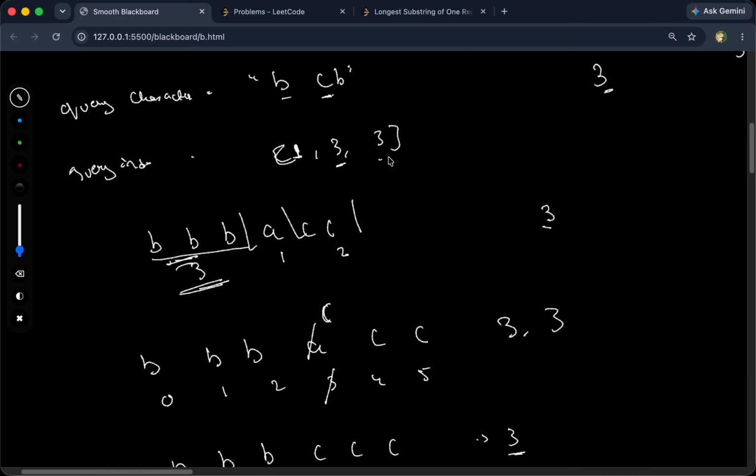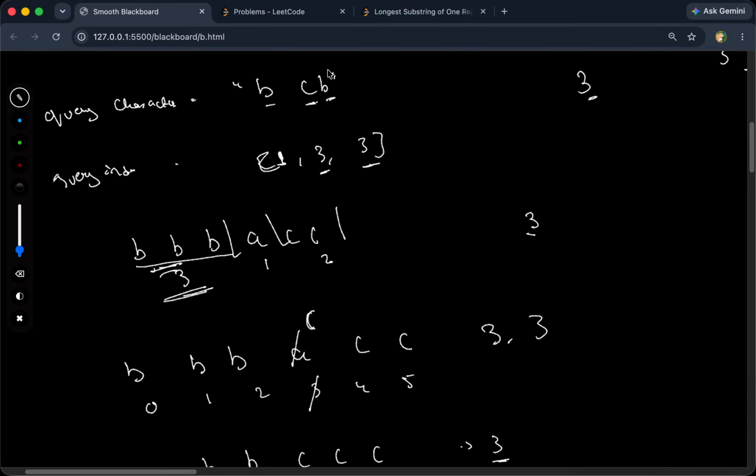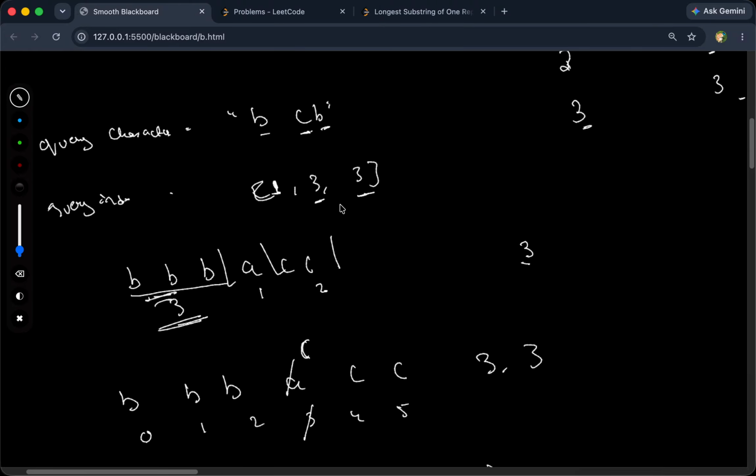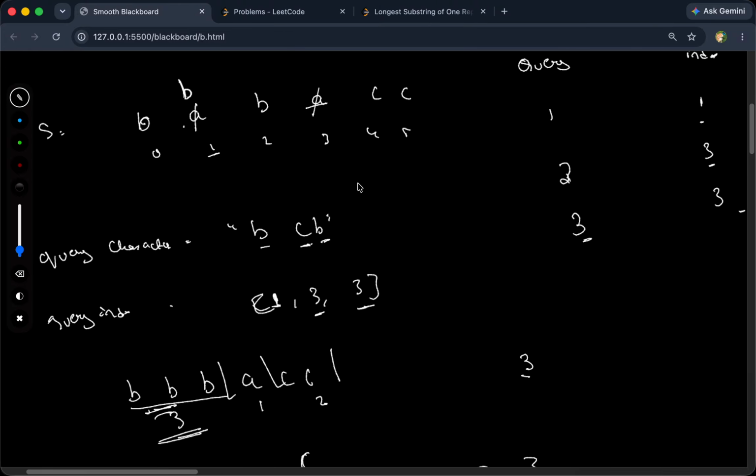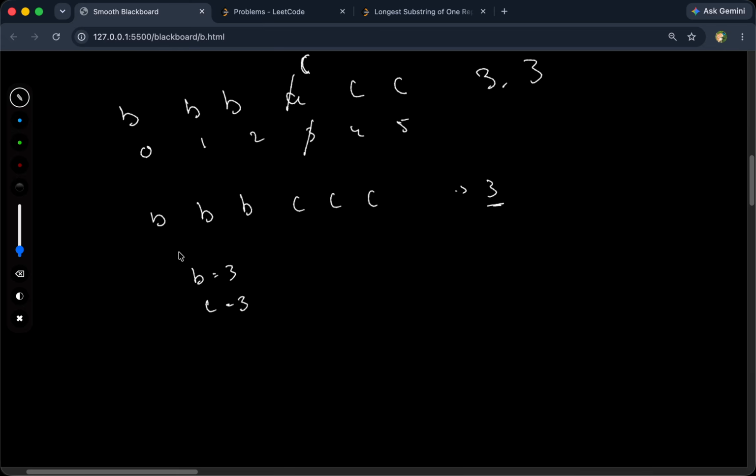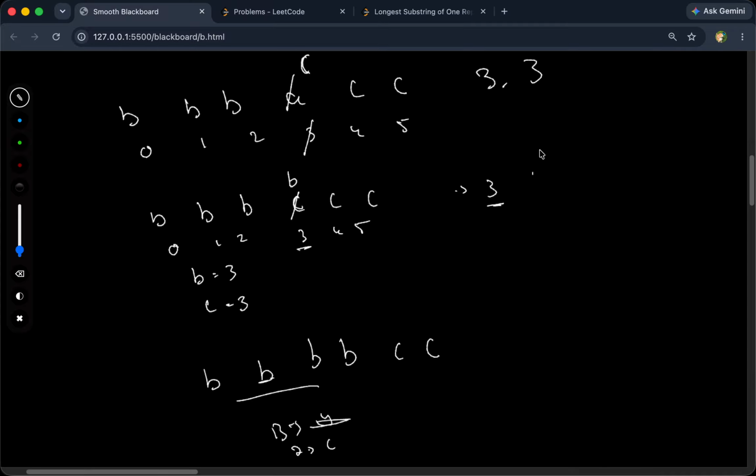Next, query 3. This query says replace index 3 with B. Now this is our new string, indices 0 1 2 3 4 5. We have to replace index 3 with B. There is a C there, so we replace it with B. Now our string will be updated. It looks like this: B B B B C C. See, there are 4 B's and 2 C's, so the answer is 4.